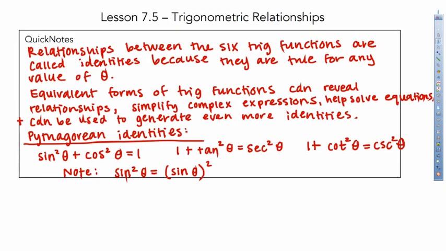All right, relationships between the 6 trig functions are called identities because they are true for any value of theta. In other words, whatever value you plug in on one side of that identity, you can do the exact same thing everywhere else in it, and it's still going to be equal. Now, equivalent forms of trig functions can reveal relationships, simplify complex expressions, help solve equations, and can be used to generate even more identities. So, the main one that we need to look at today is the Pythagorean identity.